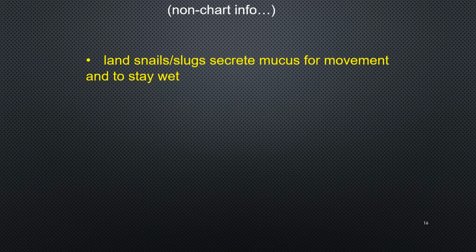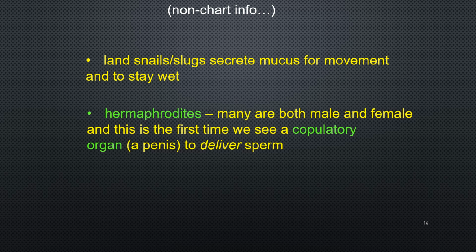So just a little extra non-chart information. Land snails, as well as slugs, which don't have a shell, secrete a mucus so that they can move along a wet surface. Also, our gastropods are hermaphrodites as well, but this is the first time that we actually see a copulatory organ. So they have a penis to actually deliver the sperm. So remember we said, each grouping that we look at, we're wanting to see, well, what kind of advancements do they have? What kind of adaptations do they have? So this is where we first see a copulatory organ.